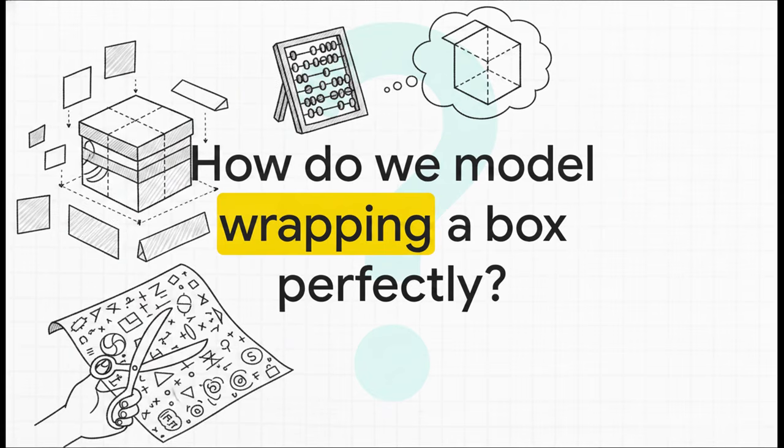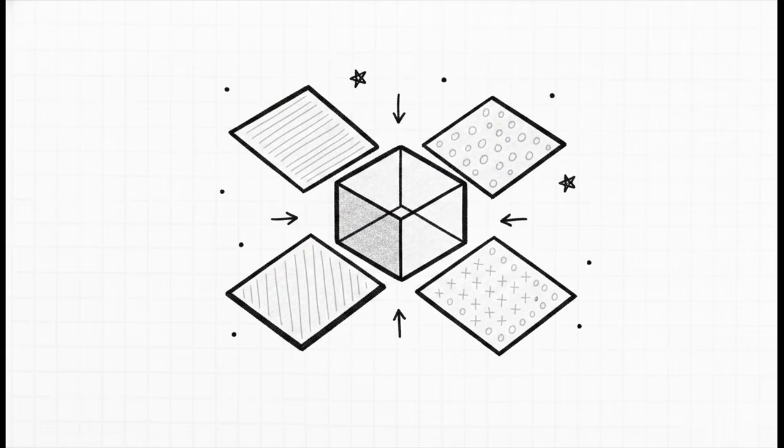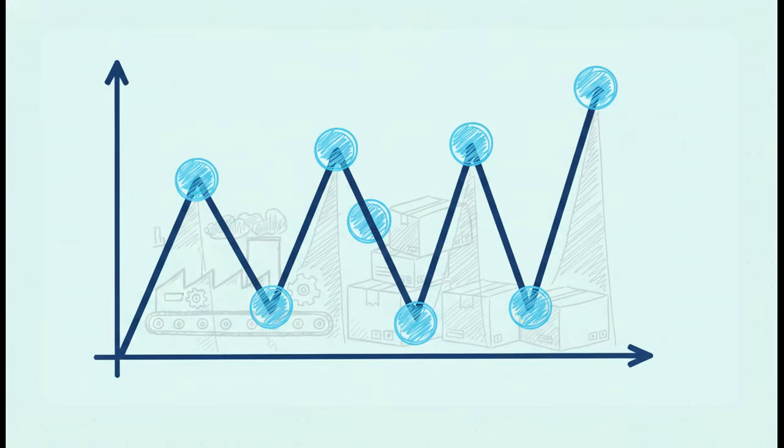For example, how do we perfectly model wrapping a gift box? For a cuboid, there's a specific algebraic formula combining its dimensions to find the exact paper area. Graphing this lets huge manufacturers predict exact material maximums and minimums. It saves so much waste.